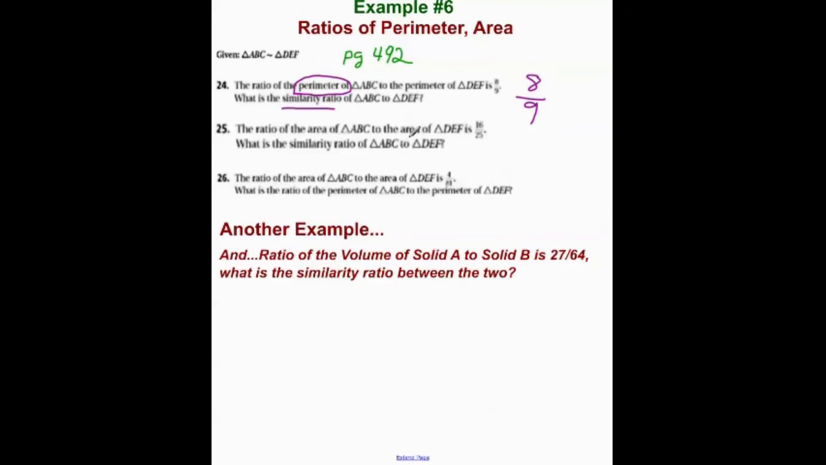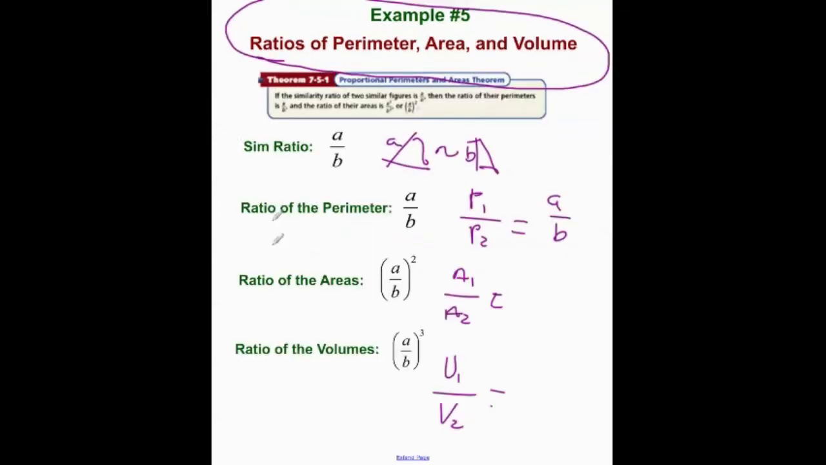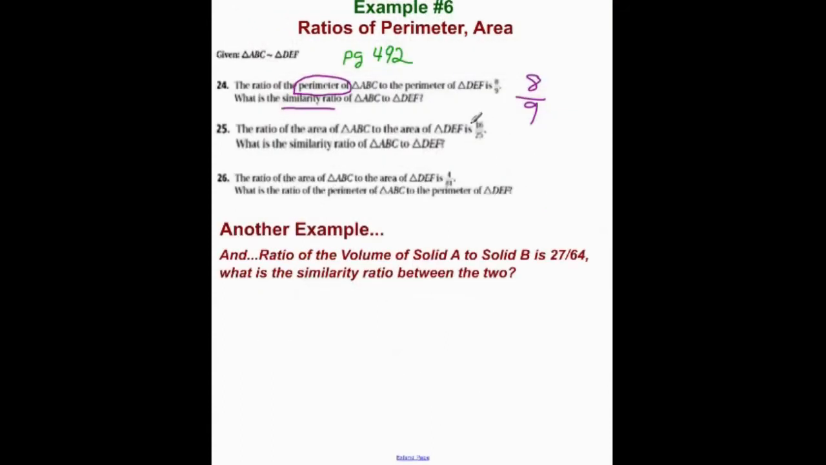Ratio of the area, going back to the example, see? Area right here. We're going to square it. Well, this is just nothing more than a over b squared. So we just take the square root. So it's going to be 4/5 is our sim ratio.